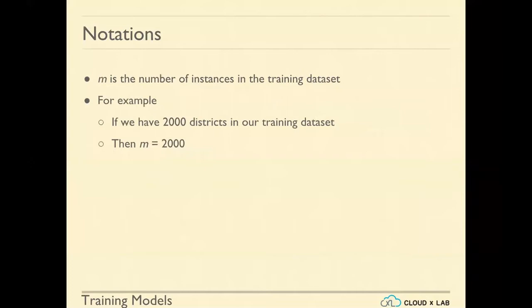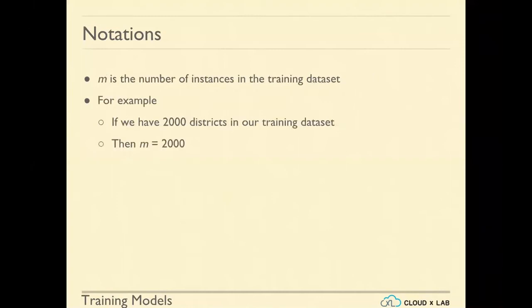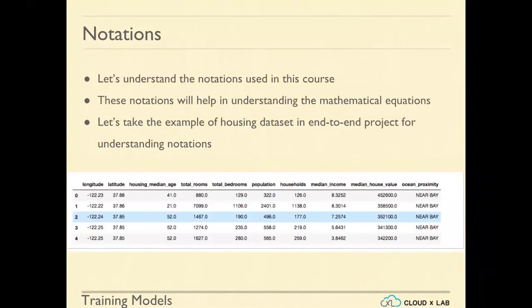The first notation is M. M is the number of instances, meaning the rows in the training set. In the training data set, the number of records is called M. For example, in our housing data set, there were 2000 districts in our training set, so M is 2000. That's the first notation you learn. Also, N is the number of features, meaning the number of columns in the training set. So we'll understand the notations used in the course. The notations will help us in understanding the mathematical equations.